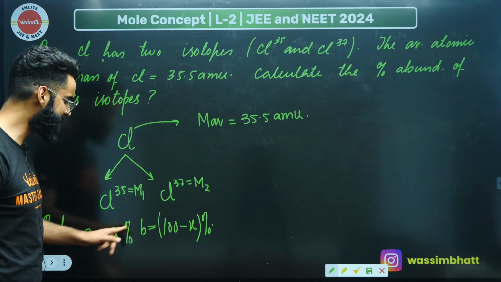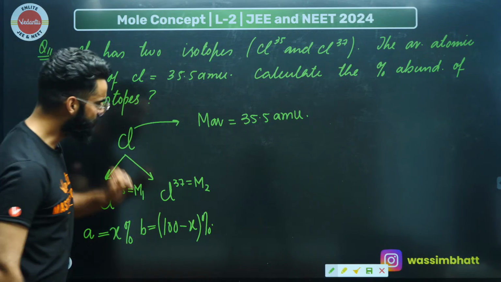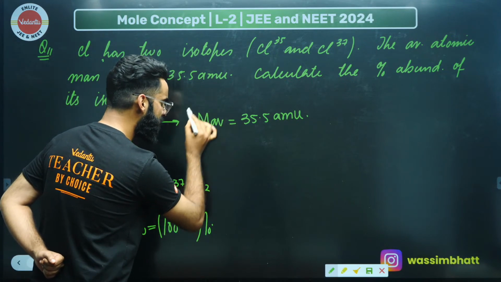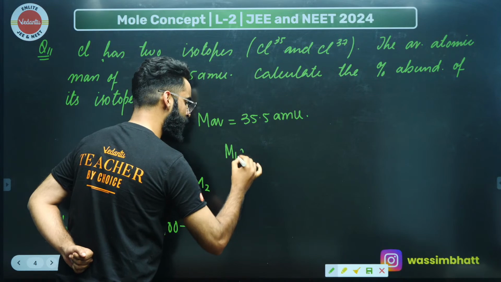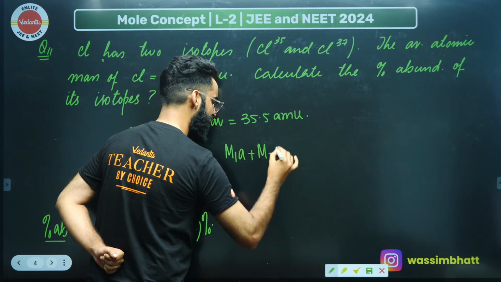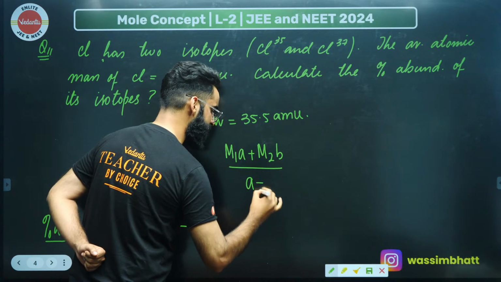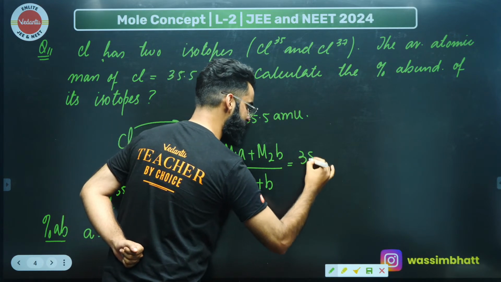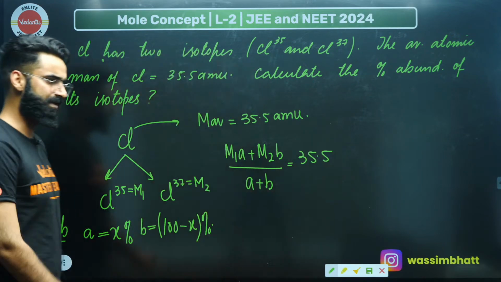So A value is X, B value is 100 minus X. So I shall be using the formula for average mass. Can I write (M1A + M2B) divided by (A + B)? And this value is coming out to be exactly 35.5. As simple as that, right?